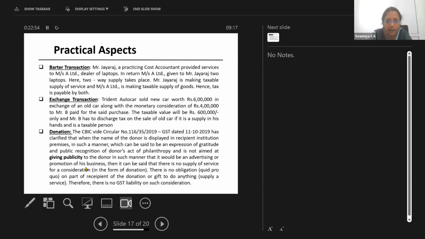It is mandatory for any taxable supply to have quid pro quo. Otherwise, it has to come in Schedule 1 transaction. If it is not a Schedule 1 transaction, then there is no obligation of quid pro quo, and you cannot say it is a supply. So donation and gift will be outside the scope of supply. So these things, I hope it is clear. I pause here. If you have any concerns, you can let me know.